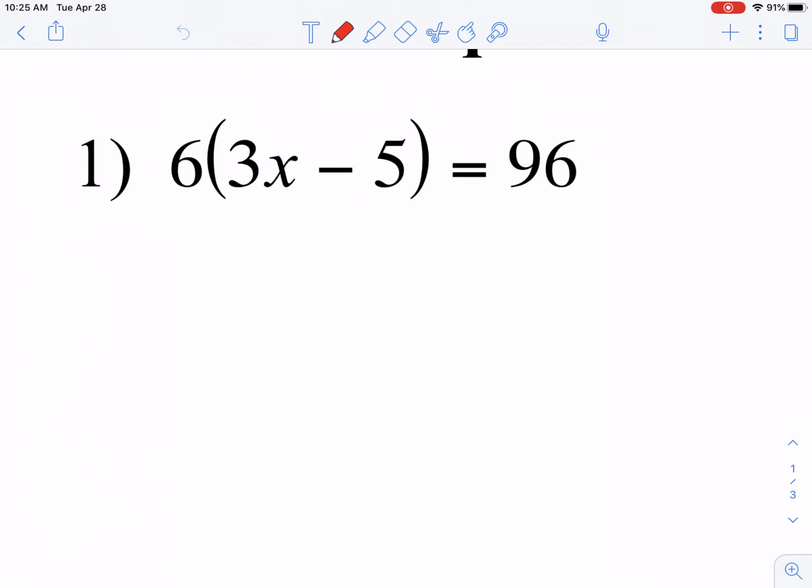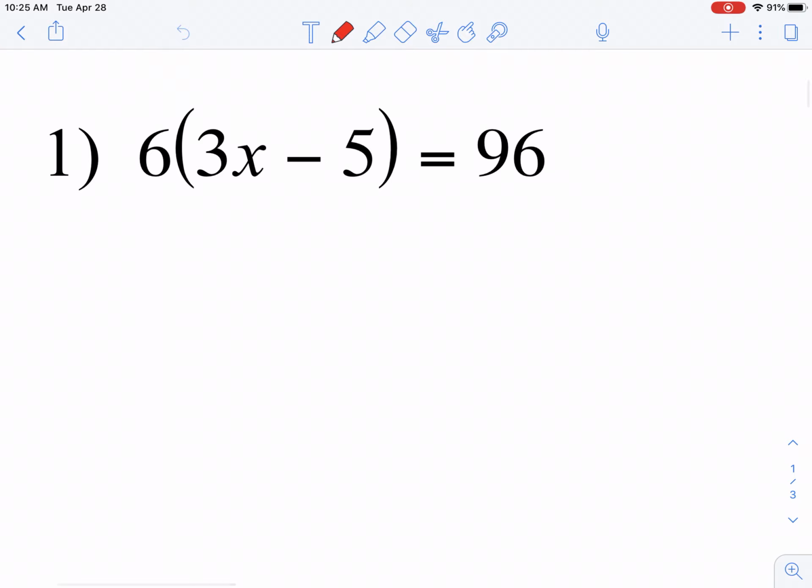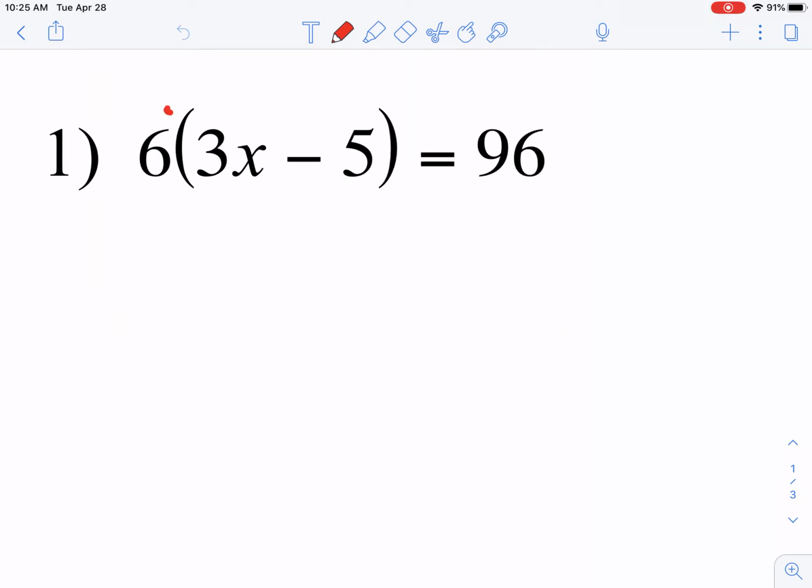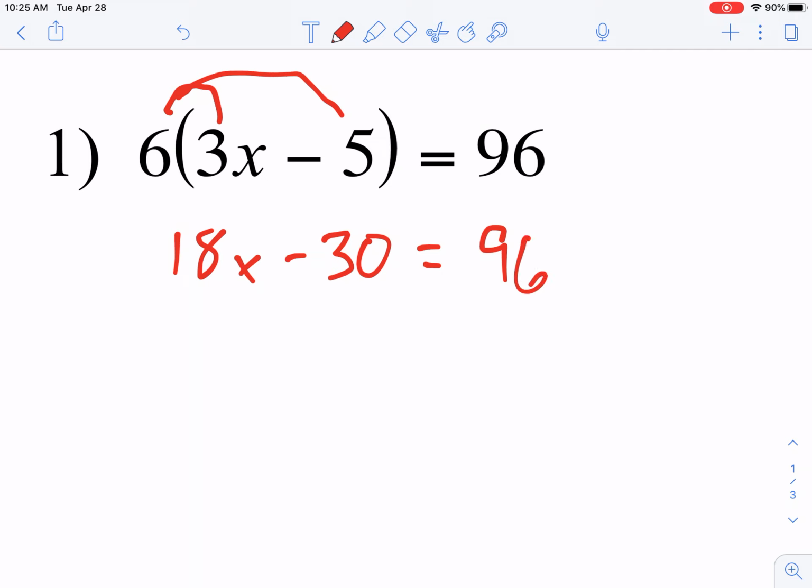All right, so let's take a look at problem number 1. The first thing we're going to do in this problem is distributive property. Distributive property says that we're going to take the 6 on the outside of the parentheses and multiply it by the numbers on the inside of the parentheses. So 6 times 3 is 18. The x comes with it. 6 times negative 5 is negative 30. And then it's equal to 96. Again, that's called the distributive property. We always put DIS for short.